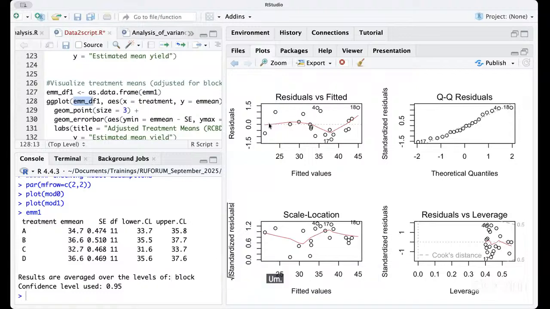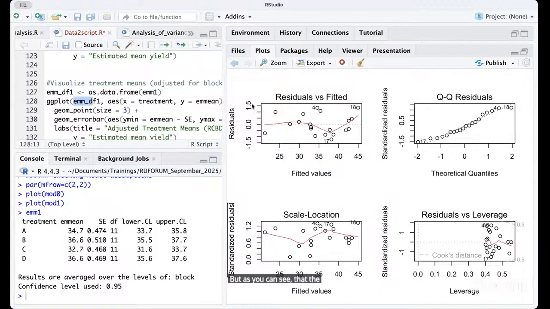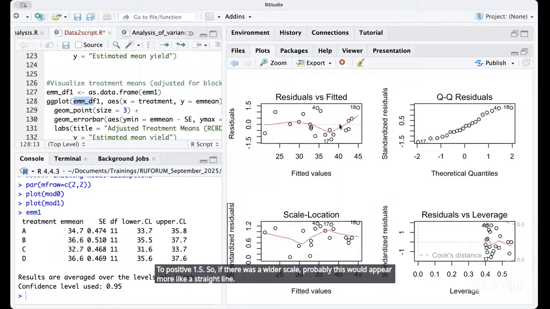The challenge here is that you want to have some kind of randomness, in the sense that you don't have any pattern. But the red line here seems to indicate that there is some kind of pattern within here. But as you can see, the value of the residue here is small, from negative 1.5 to positive 1.5. So if it was on a wider scale, probably this would appear more like a straight line.